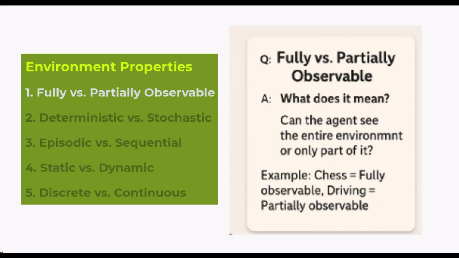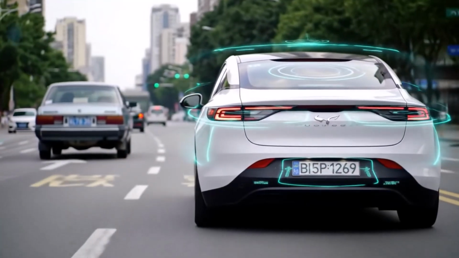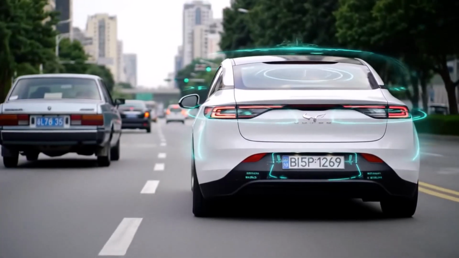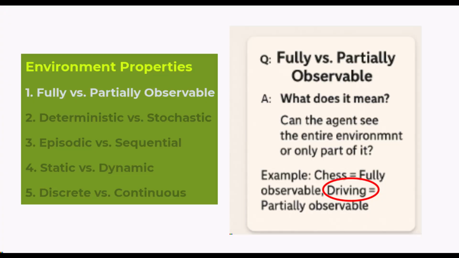For a partially observable example, we have self-driving cars that can only see part of the road. It cannot see around corners or know what the other drivers are thinking. So the agent must make decisions with incomplete information.